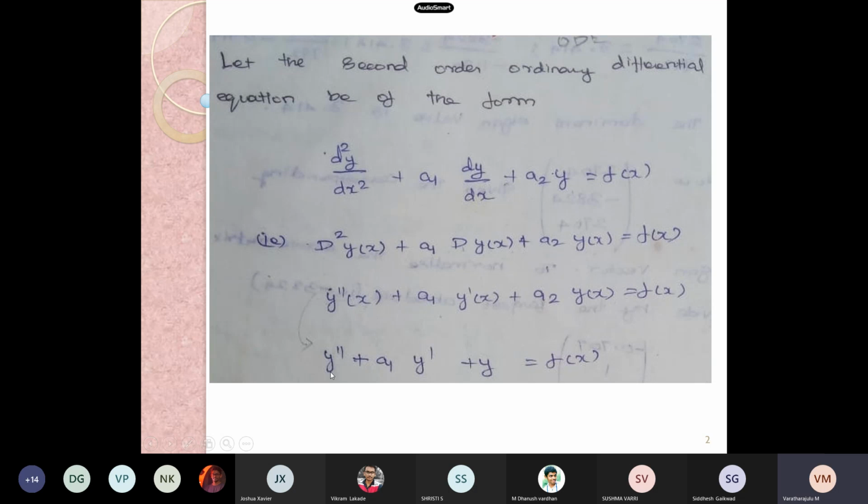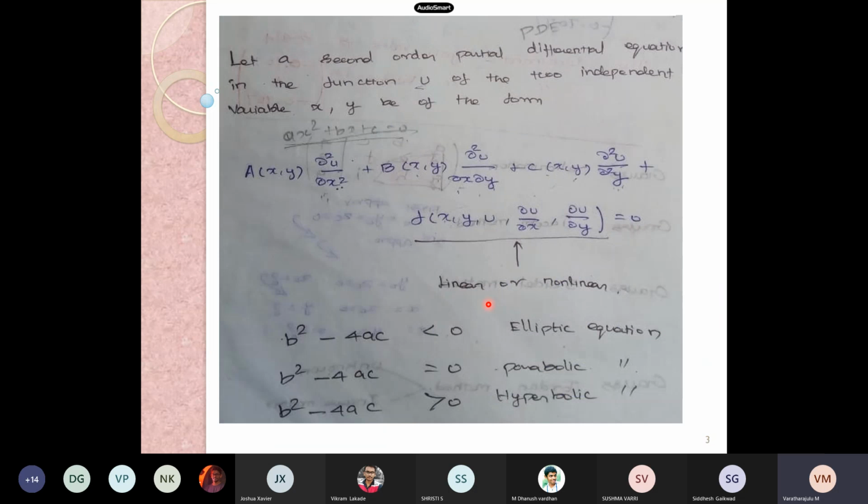In short form, we can write it as y double dash plus a1 into y dash plus a2 y is equal to f of x. In some problems, they will detail it in this form. In other problems they will detail it along with x. In some other problems they will use d, and in some other problems they will use the conventional method, that is d square y by dx square. So all these forms have to be known before having an idea about the basic information.